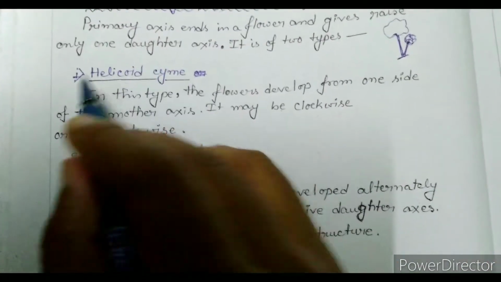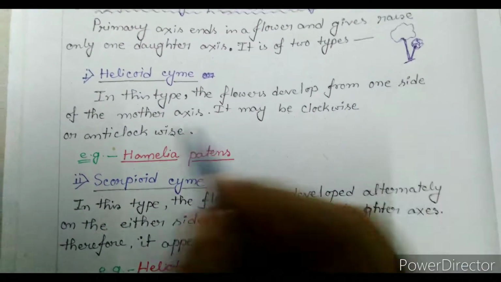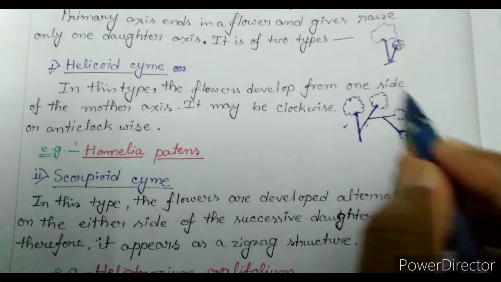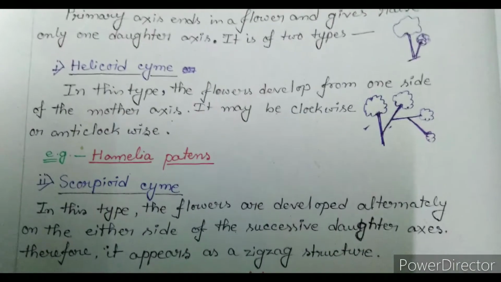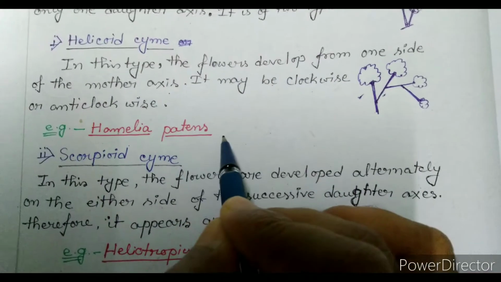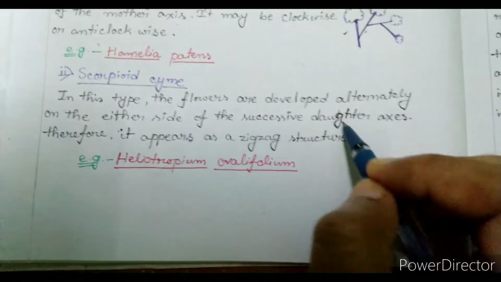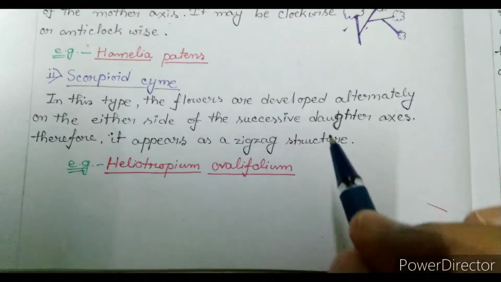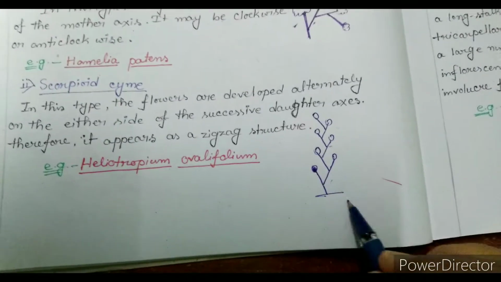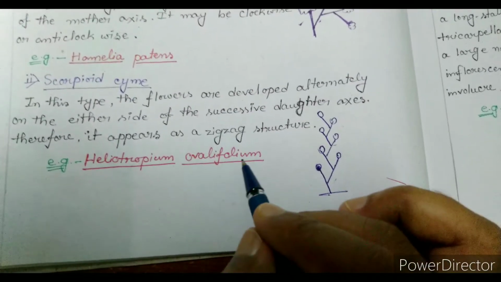First of all, we discuss helicoid cyme. In this type, the flowers develop from one side of the mother axis. It may be clockwise or anti-clockwise. This type of floral arrangement is called helicoid cyme, and the example is Hamelia patens. Next we talk about scorpioid cyme. In this type, the flowers develop alternately on either side of the successive daughter axis. Therefore it appears as a zigzag structure. This type of inflorescence is present in Heliotropium indicum or Heliotropium ovalifolium.